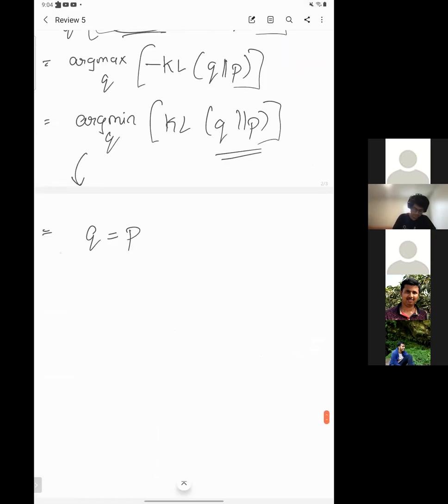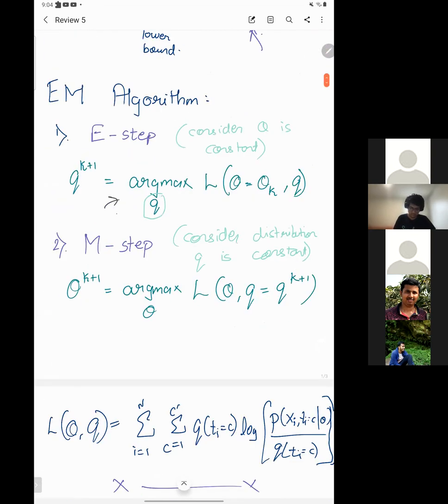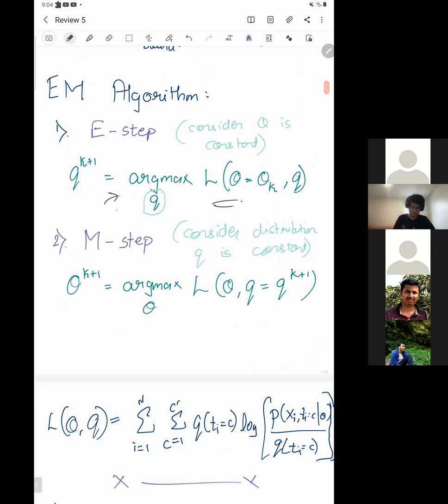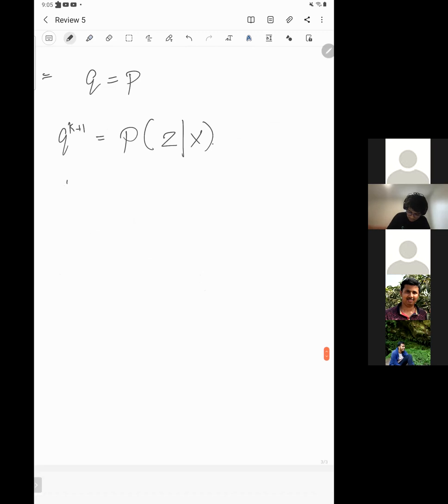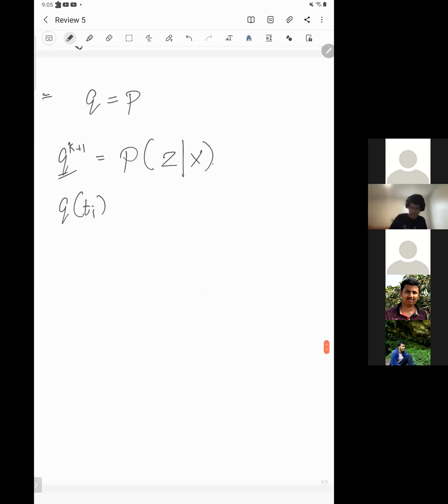And hence, in the E step, all we need to do is solve this equation, which leads to the solution that q of k plus 1 equals p of z given x. To keep the notation consistent, I will replace it with this. For every variable xi, we have this ti associated with it. And we know q is a distribution on the latent variable, right?